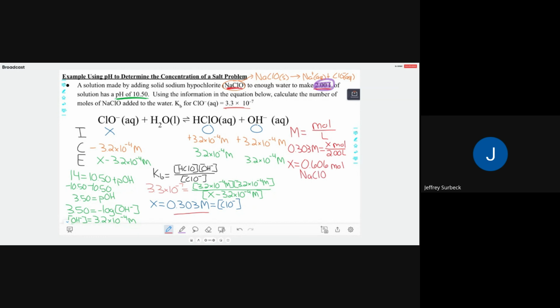Now, again, Na, sodium, has no effect on the pH, and a lot of positive ions don't, but we still get that 0.606 moles of ClO minus to go through that. All right? Questions?